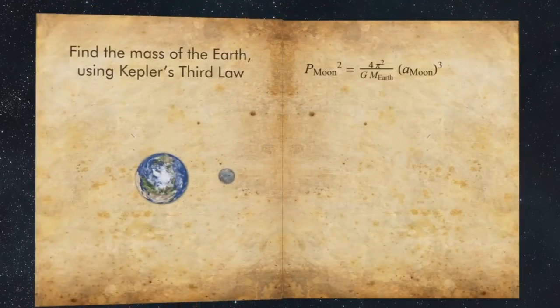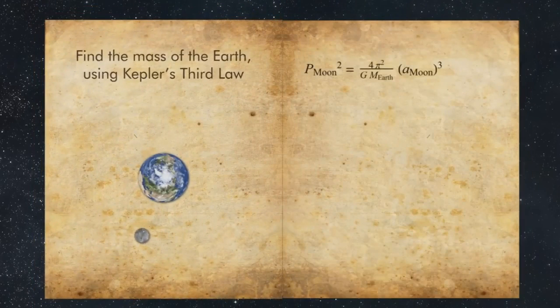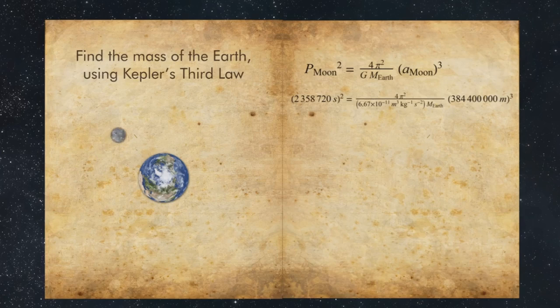Even better, it works for all kinds of orbiting systems. You can find the mass of the Earth, for example, by rewriting the equation using the distance and orbital period of the Moon. The Moon's orbital period, p moon, is 27.3 days, or 2,358,720 seconds, and the semi-major axis of the Moon's orbit, a moon, is 384,400,000 meters. G, as usual, is 6.67 times 10 to the negative 11th meters cubed per kilogram per second squared.